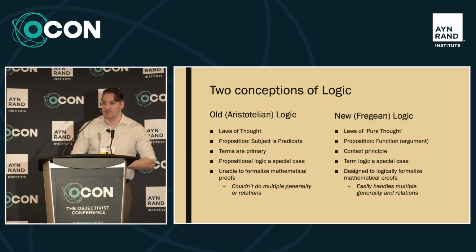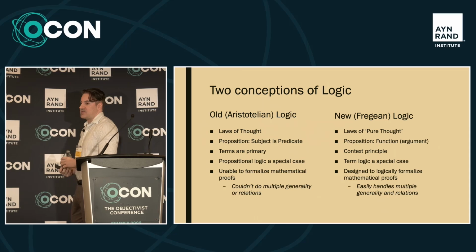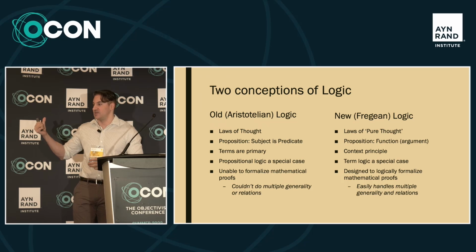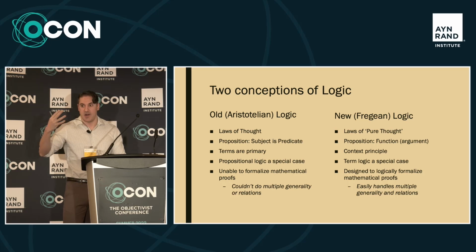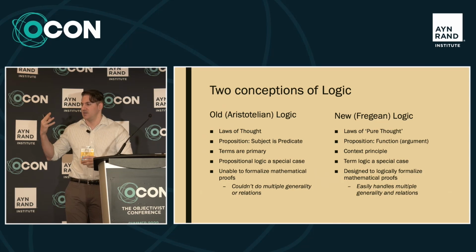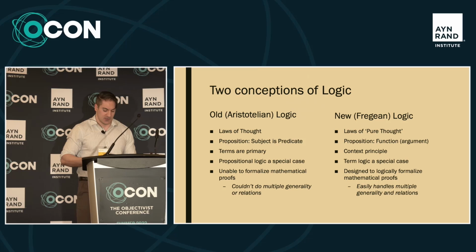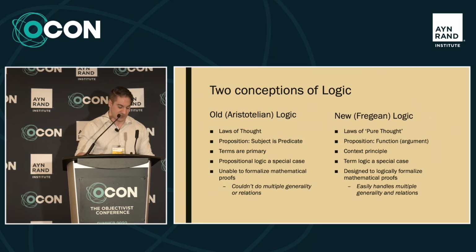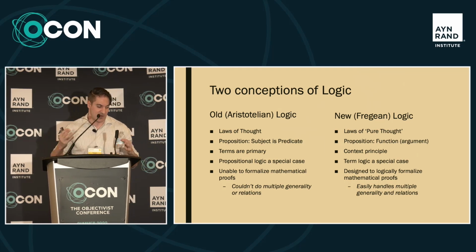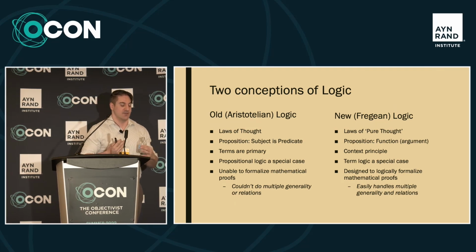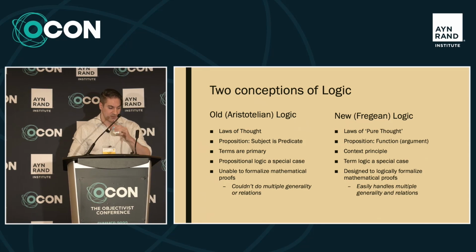And Frege's logic is the first system of logic that can actually do that. It can both give rules for relations and handle multiply general sentences in a way that lines up with how you might think about those sentences intuitively. If you hear a sentence involving two generalities, how would you think about it? So that's the contrast between the old way of thinking and this new way of thinking we're going to talk about.